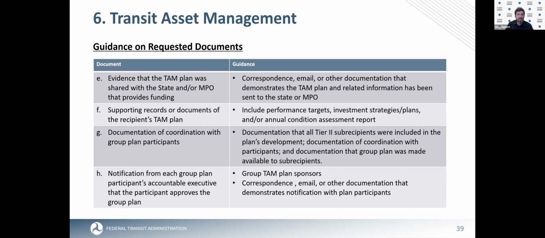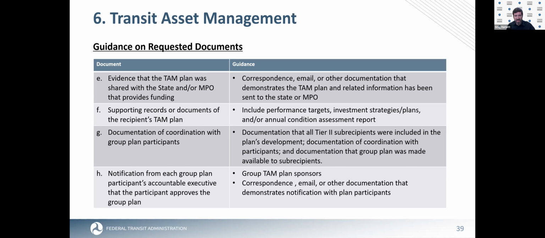Okay, moving on to item G. Now, from this point until the end of the TAM chapter, we're going to be talking specifically about those group TAM plans. So if you're a group TAM plan sponsor, meaning maybe you have Tier 2 sub-recipients, they've decided to join your TAM plan because they don't have to prepare their own. If you're a sponsor of a group TAM plan, you would also want to provide documentation that this was a coordinated development process with all the TAM plan participants, and also, of course, documentation that the finalized TAM plan was made available to all the sub-recipients.